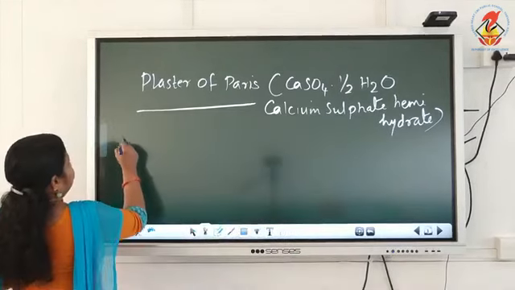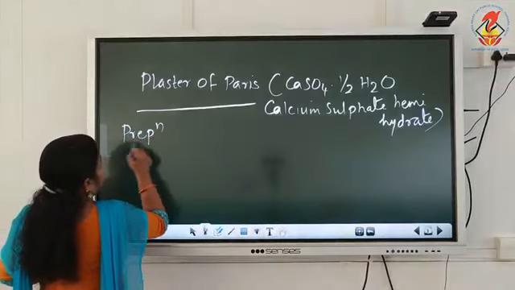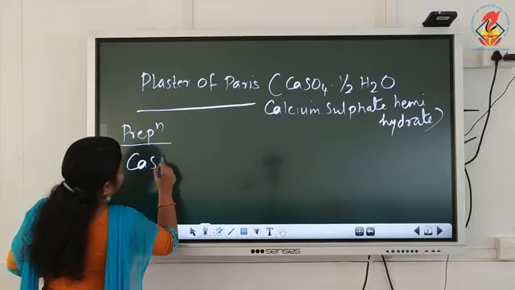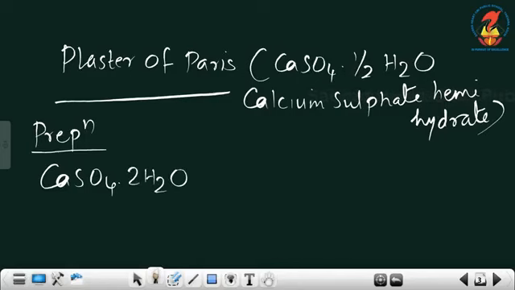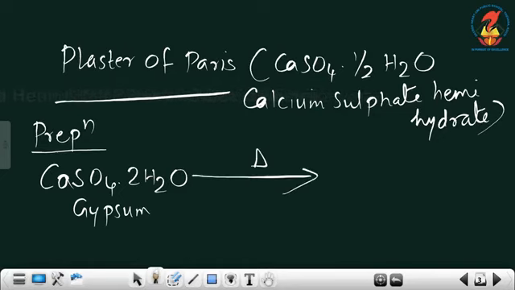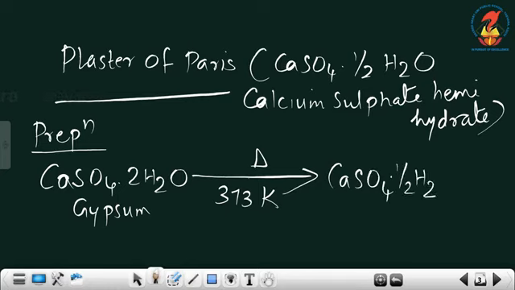Now coming to its preparation. It is prepared from gypsum, CaSO4.2H2O. It is heated to a temperature of 373 Kelvin. What happens is it loses water molecules.